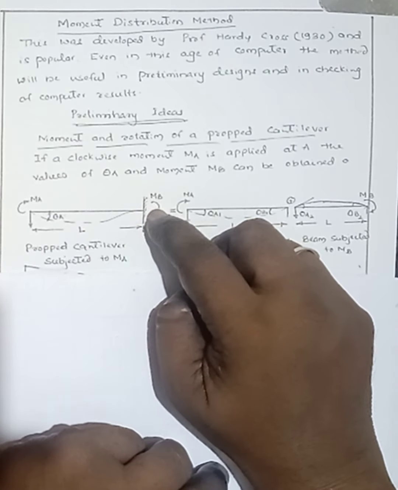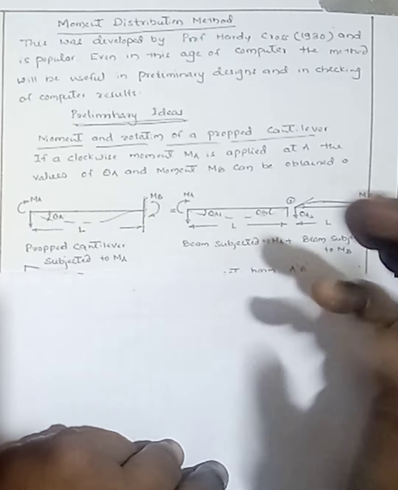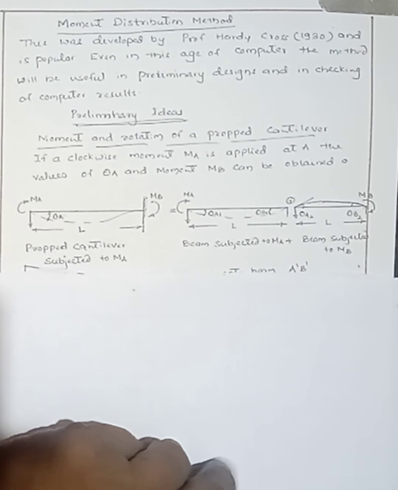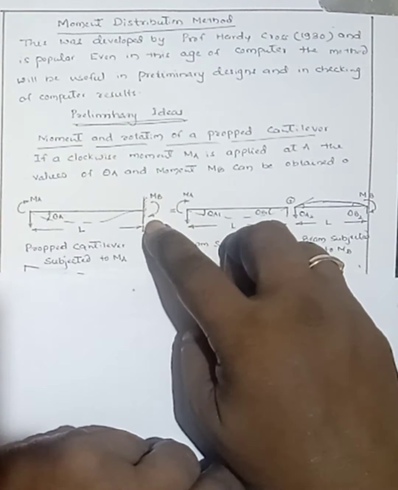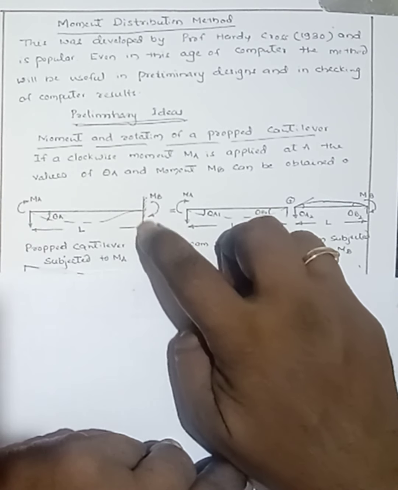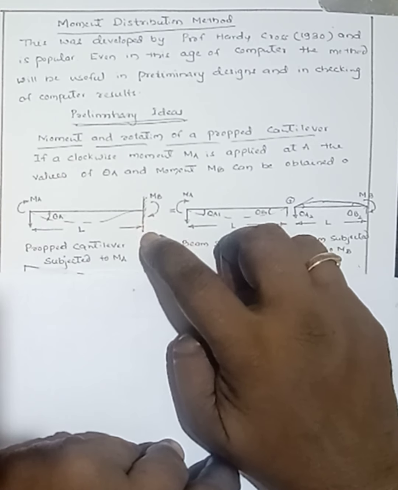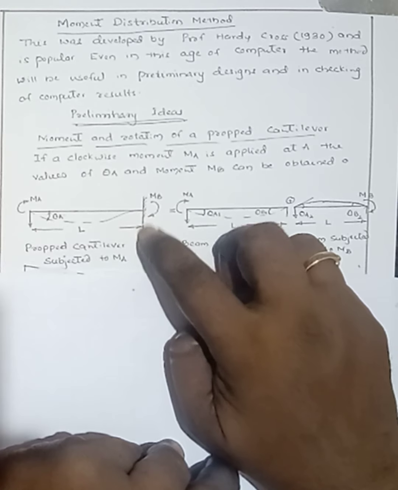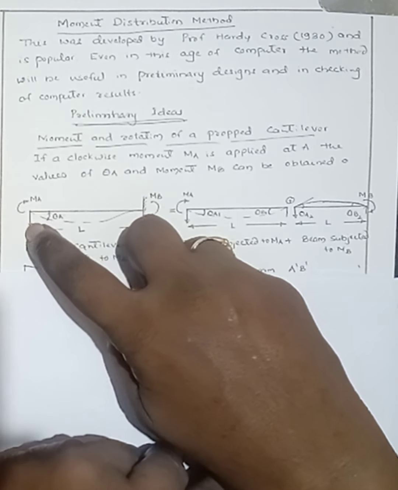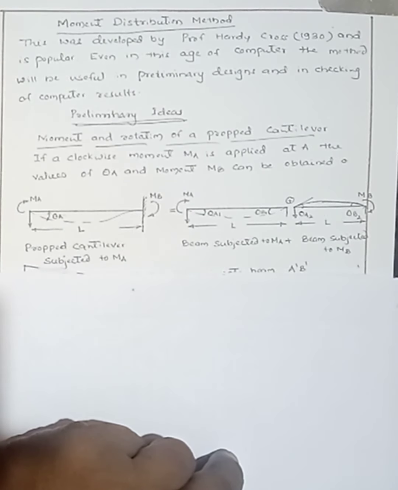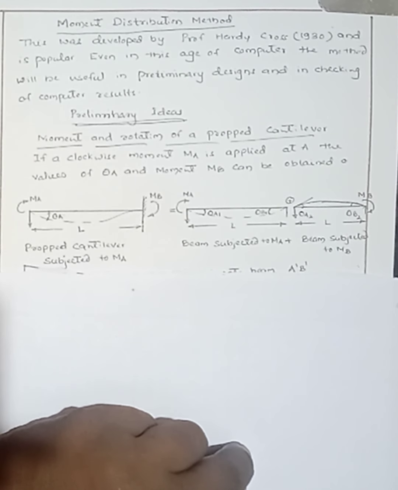Here this one is the fixed end. The slope is 0. This one is the resisting moment. This one is the resisting force, or the reaction at the fixed end. This one is the reaction at the proper end. Now we want to find theta A, that is the slope at A, due to the applied moment MA at the proper end.